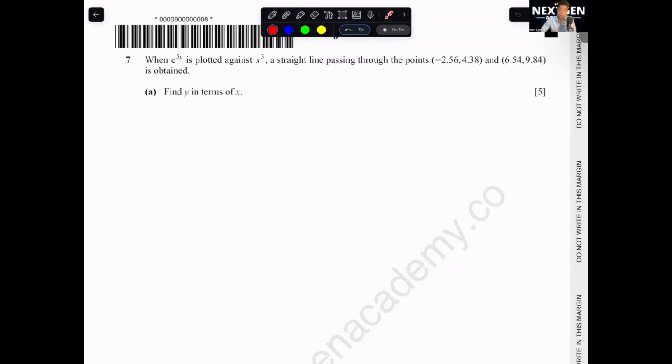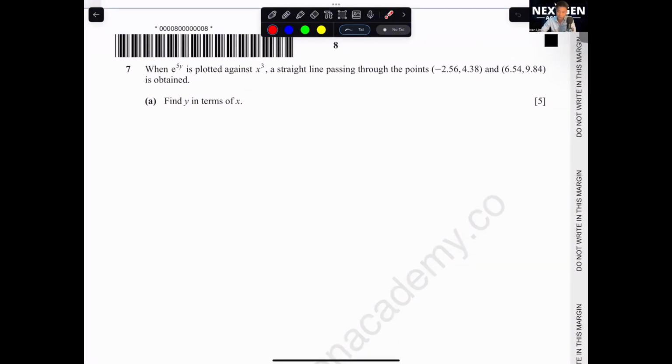When e to the power of 5y is plotted against x cubed, a straight line passing through the points (-2.56, 4.38) and (6.54, 9.84) is obtained. Find y in terms of x.